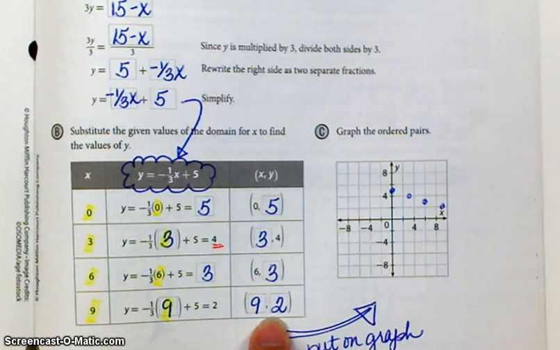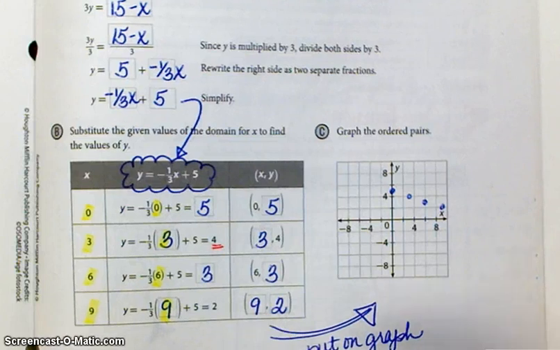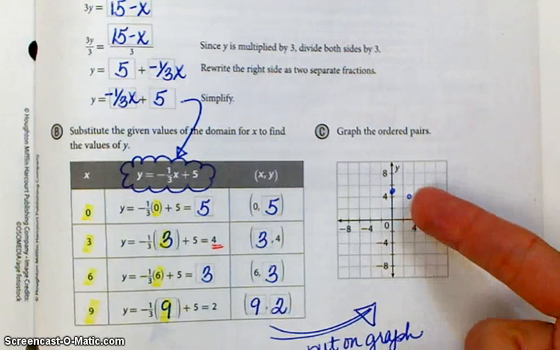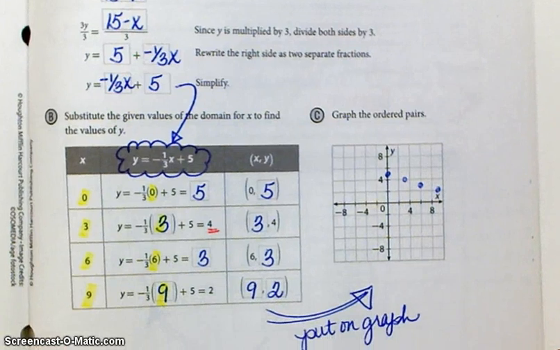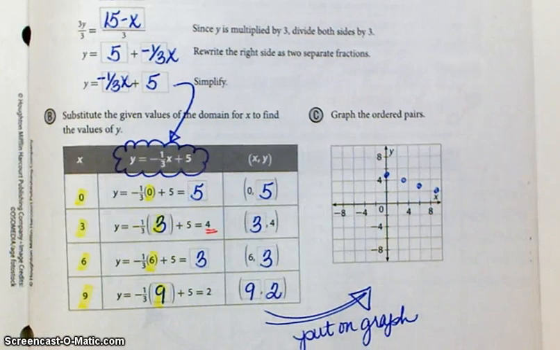And then it says graph the ordered pairs. So all I do is I take these points and I put them on the graph. Okay, but just like the lovely infomercials, but wait, there's more. So flip the page and join me on page 134.